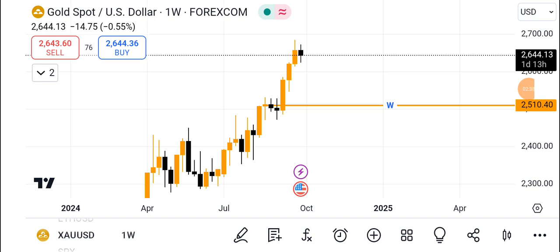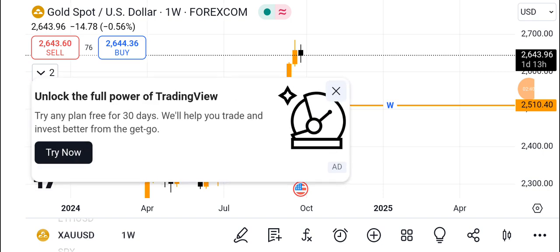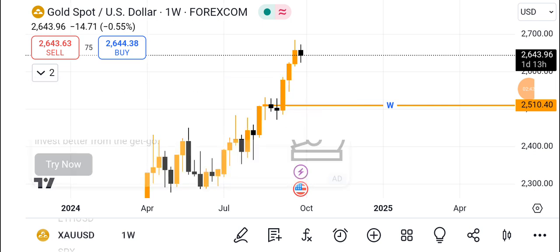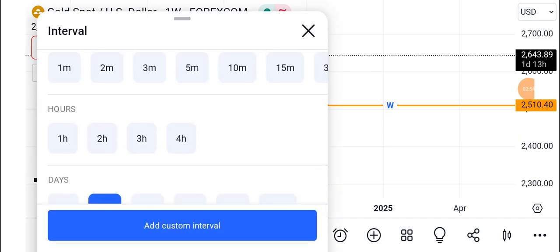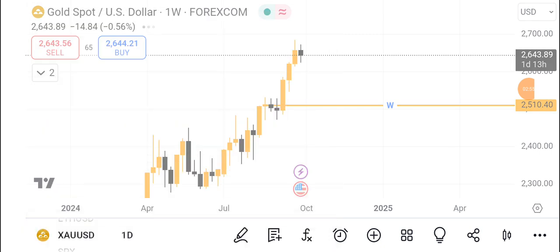If gold should fall, it should get to this zone. But we are not going to just look at it and say, oh, if it falls into this zone, we just start selling. You will lose. So after marking this out, that's where we are looking for gold to get to. Then we now go to our daily. After weekly, we go to our daily.